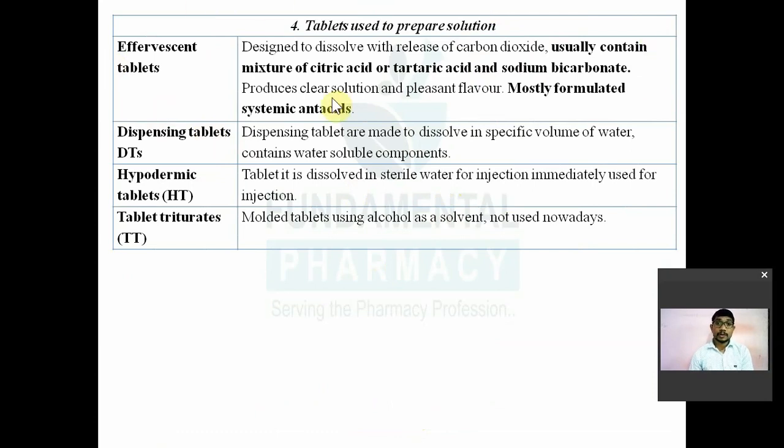Tablets used to prepare a solution. First one is the effervescent tablet, and there is another term known as effervescent granules. Effervescent tablet is made by compression of effervescent granules. So what is an effervescent tablet? They are designed to dissolve in water with the release of carbon dioxide, and these kind of tablets consist mainly of a mixture of citric acid, tartaric acid and sodium bicarbonate.